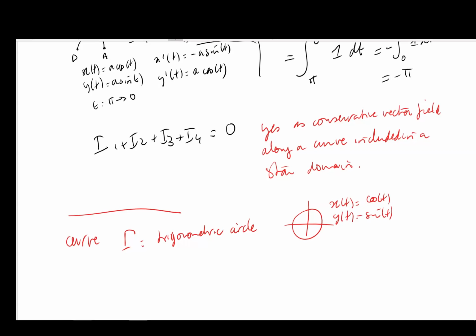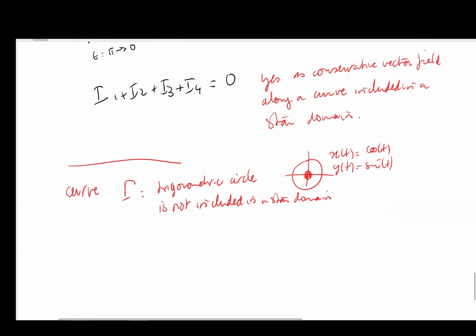Okay, why can it be problematic? Because this curve is closed and it contains the forbidden value. That makes it not included in a star domain for the function. Okay, this is relative to the function. You understand that, right? So not included in the star domain. So let's see what we obtain in that case.